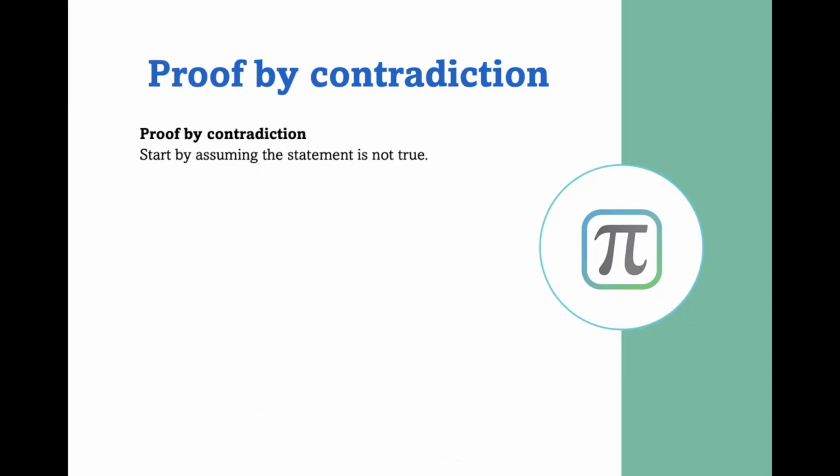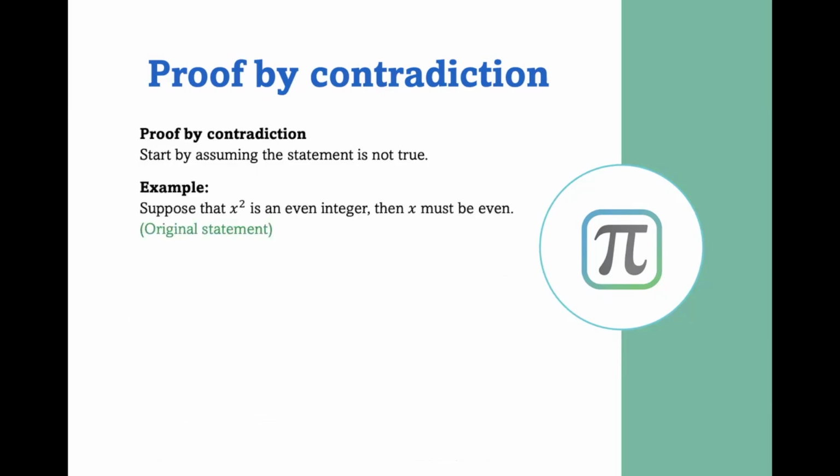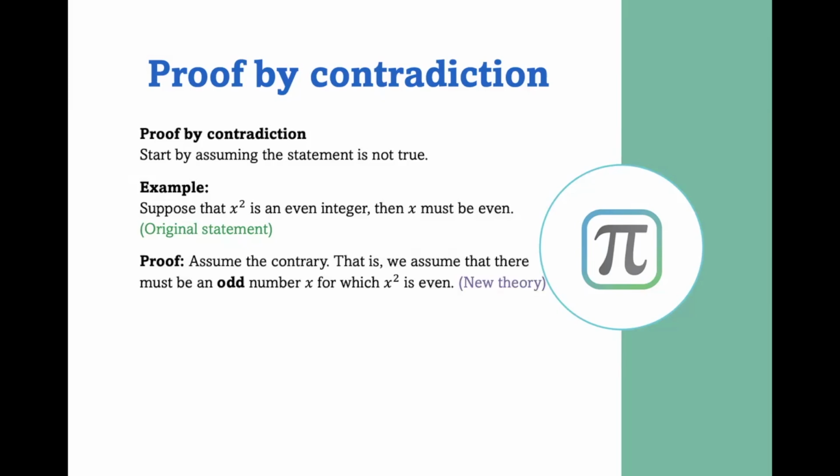With proof by contradiction, when we're presented with a statement that we need to prove, we start by assuming the statement is not true. Let's take an example of this. Suppose that x squared is an even integer. Then x must be even. This is the statement that we're trying to prove, which I've highlighted here as the original statement. First, we assume the contrary, and that is we assume that there must be an odd number x for which x squared is even, and I've referred to this as the new theory.